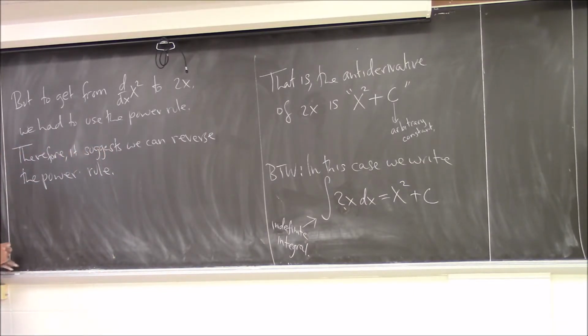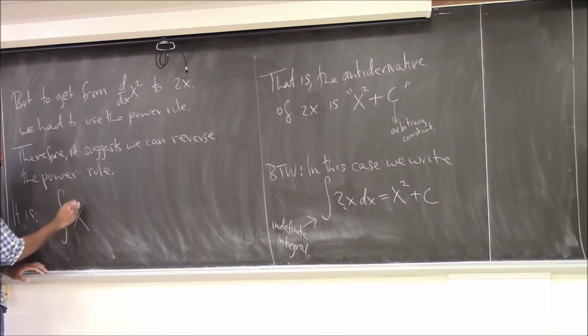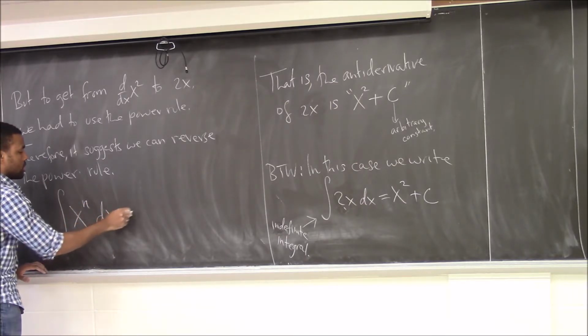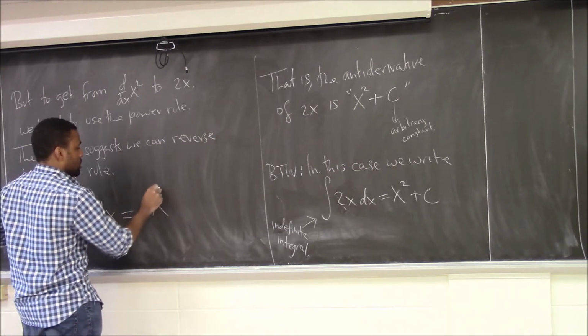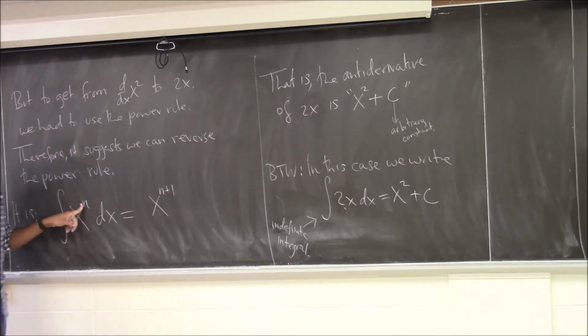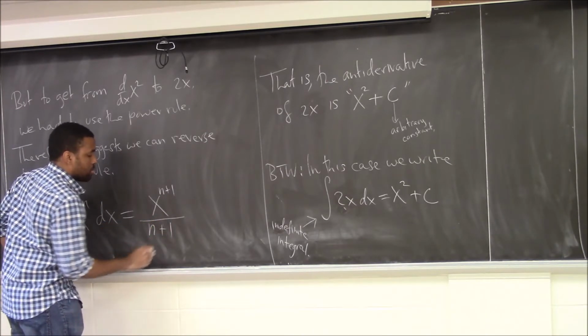So let's say I want to take the antiderivative of x to a power n, dx. What do you think the answer would look like? Try to think of what it would mean to reverse the power rule for derivatives. It would be like n plus 1 or something. In the derivatives, you ended up subtracting 1 from the power, so why not add 1 to the power? And divide by n plus 1.